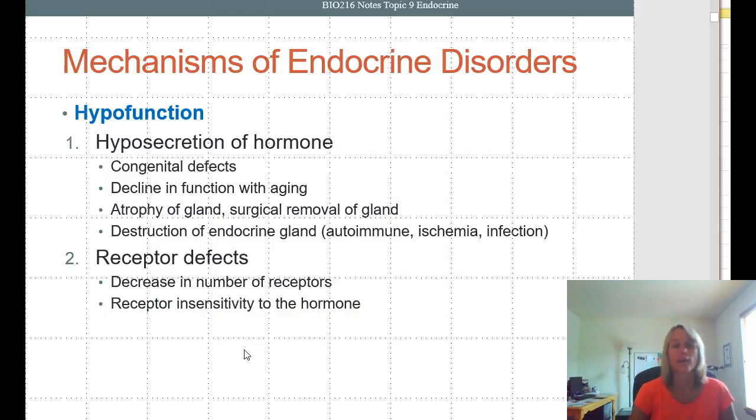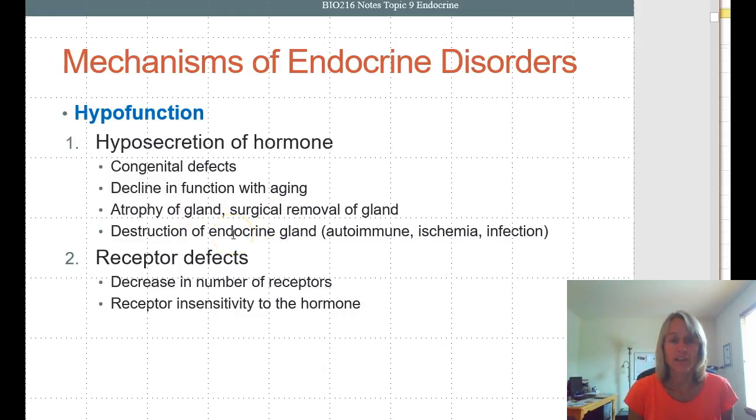Okay, so what kind of things cause endocrine dysfunction? A main cause of endocrine dysfunction is hypofunction, and this can be caused due to hyposecretion of a hormone or due to receptor defects. So hyposecretion, we're just not secreting enough hormone, and this could be due to congenital defects. You could be born with a non-functional gland. We could see a decline in function with aging. We could see atrophy of a gland. We could see surgical removal of a gland, such as removal of the thyroid gland.